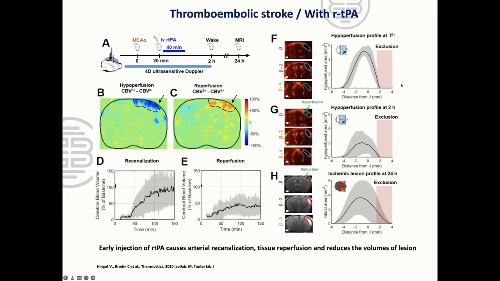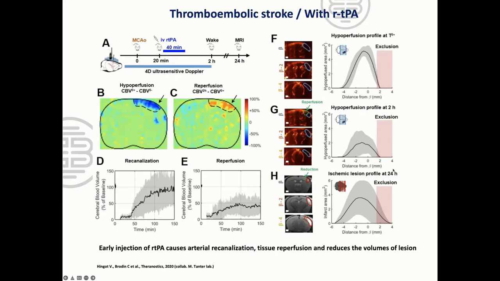Again, very interesting. So we can look at the hypoperfusion profile just after stroke onset, and you can see here how the hypoperfused area looks like. When we treat with tPA, we can visualize very early after the beginning of the treatment, 2 hours after stroke onset, the efficacy of the treatment with a huge reduction of the hypoperfused area.